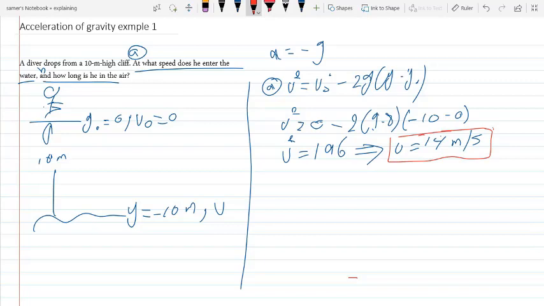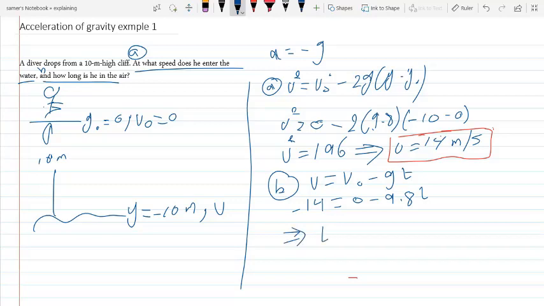B, we need to find the time the diver is in the air. In order to find the time, we simply use the first equation of the equations of motion. v equals v0 minus gt, or minus 14 equals 0 minus 9.8 t, or simply t equals 1.4 seconds.